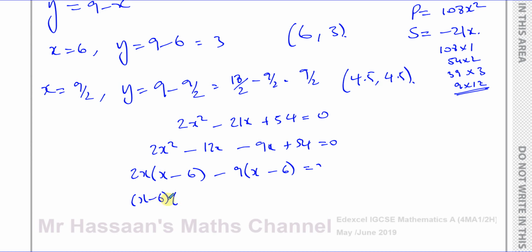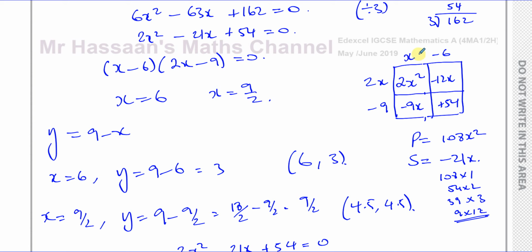And x minus 6 times something gives you this, that's 2x. x minus 6 times something gives you that, so it's minus 9. So we're left with x equals 6 and x equals 9 over 2, which is 4.5. So that's another way of factorizing, where you split up the middle term. What I did there is basically the same kind of thing, just a visual way.